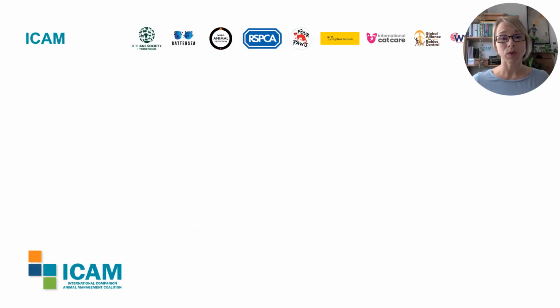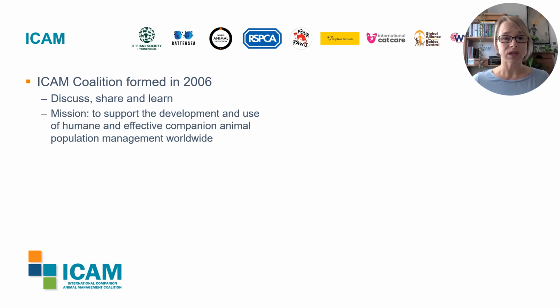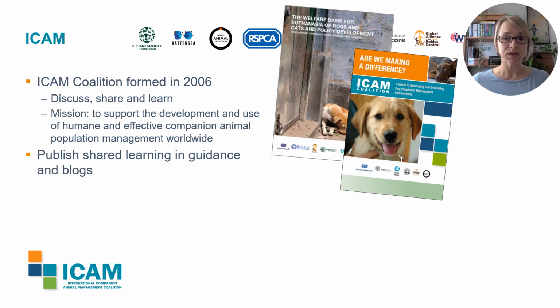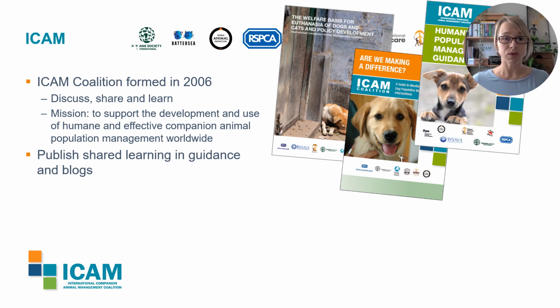But let me start with a quick introduction to ICAM. So we were first formed in 2006. Our members are all international charities or international specialist groups. You'll see their logos at the top of the slide here. And our mission is to support the development of humane and effective dog and cat population management globally. We publish joint guidance documents. Here is a selection of 3 of those.